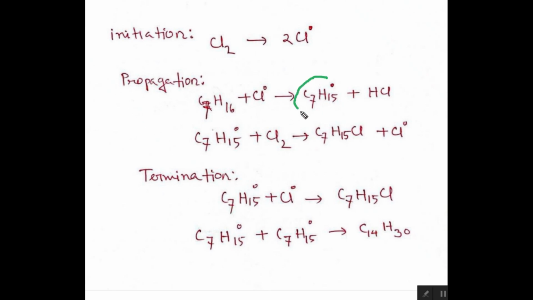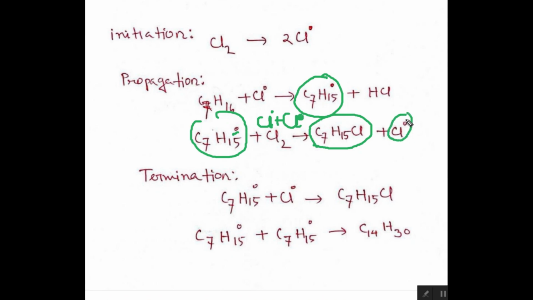This heptyl free radical reacts with a chlorine molecule. Heptyl radical reacts with 1 chlorine atom to form heptyl chloride or chloroheptane neutral molecule, and the other chlorine forms chlorine free radical.